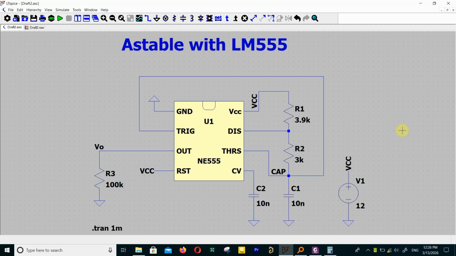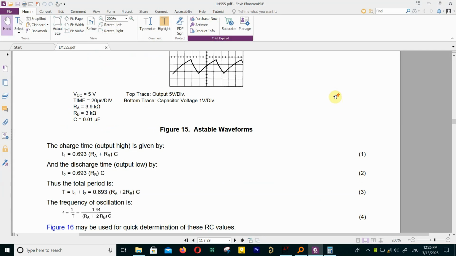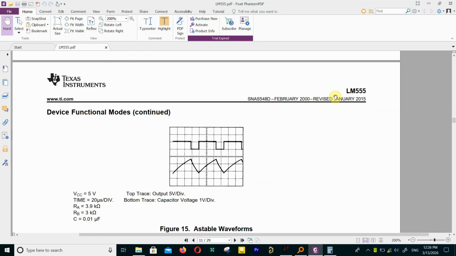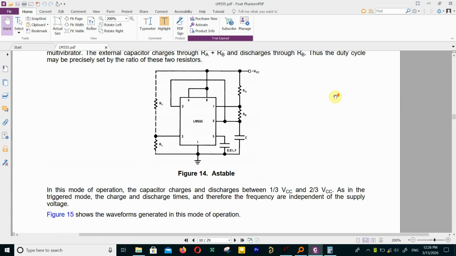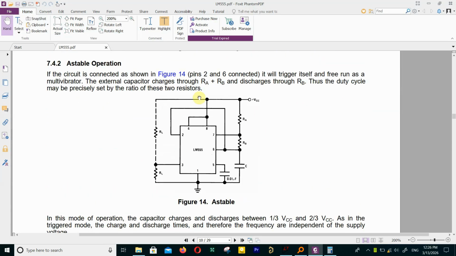This is Ehsan, and in today's video we're going to talk about an astable circuit using LM555. According to the datasheet of LM555, this is the circuit. You have to connect the pins just like this.